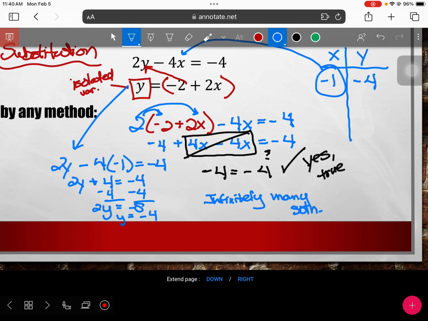And then you could substitute in for 0 and 3 and any of those values, okay? Usually you don't have to do that. Usually they just expect you to know infinitely many solutions. So what do these lines look like if they're infinitely many solutions? Yeah, one line right on top of the other, okay? One line right on top of the other.